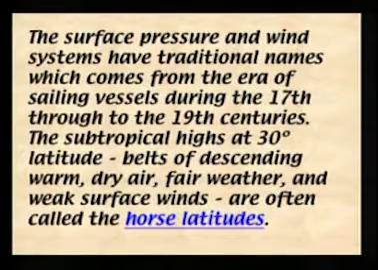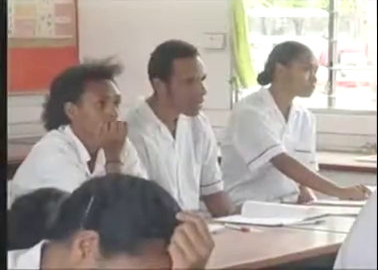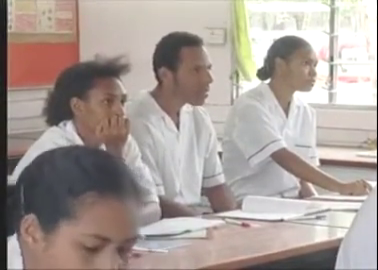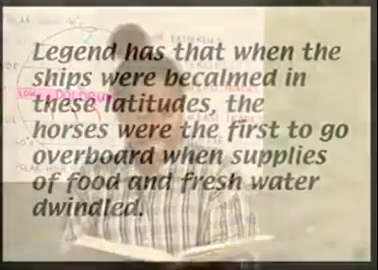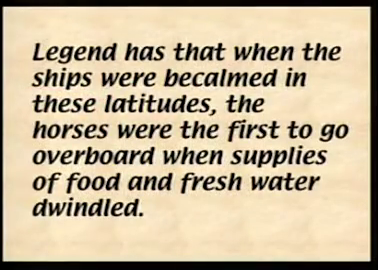The subtropical highs, at 30 degrees latitude, which are the belts of descending warm, dry air, fair weather, and weak surface winds, are often called the horse latitudes. Why? One of the students asked yesterday, why are they called the horse latitudes? Legend has it that when ships were becalmed in these latitudes, the horses were the first to go overboard when supplies of food and fresh water dwindled.